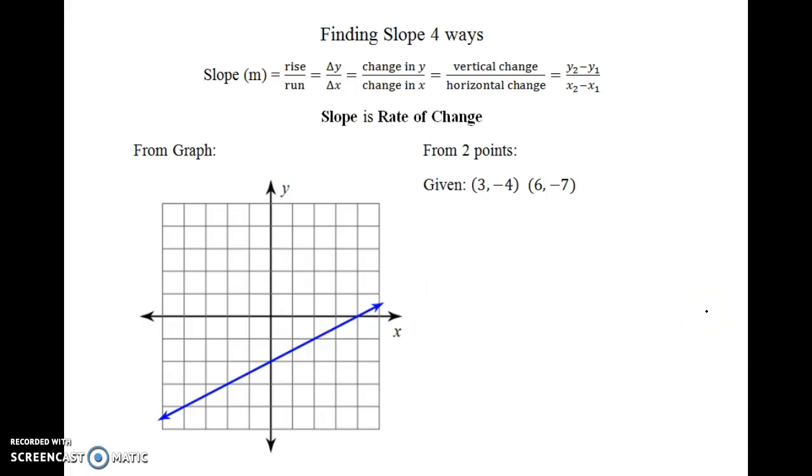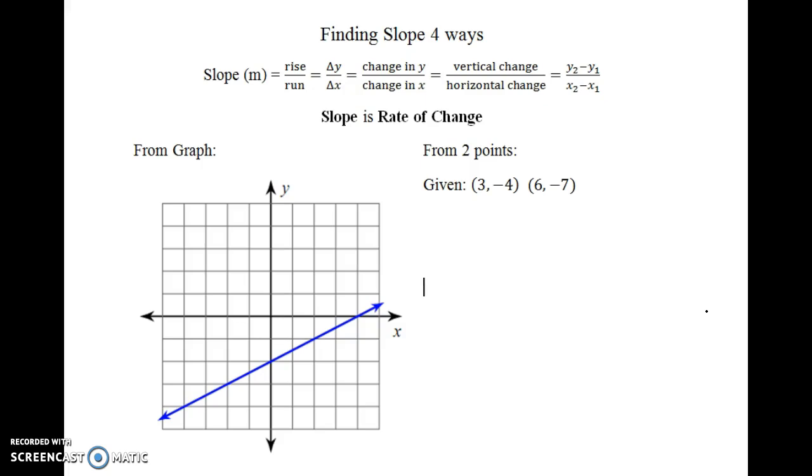Today we're going to review finding slope 4 different ways. Slope, remember, is represented by the variable m. It represents the rise over run. It's also change in y over change in x. Also the vertical change over horizontal change. It's a rate of change. It tells us how two different quantities change with regard to each other.